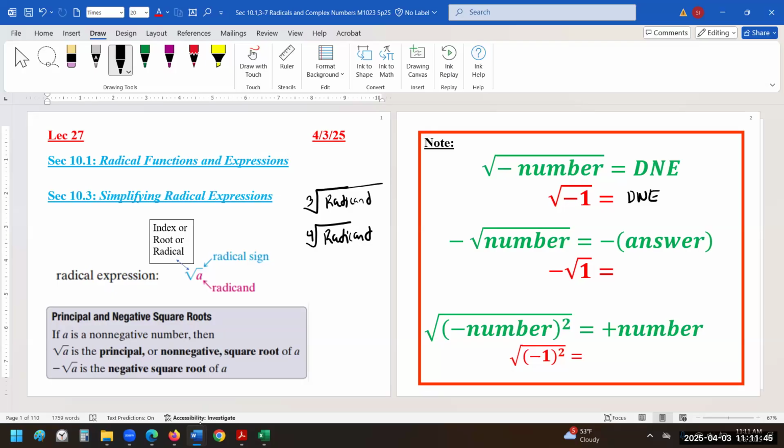And if you have a negative in front of your radical, so your radicand is a positive number, and you have a negative in front, it means negative times your radical. So the answer is the negative of the square root. For example, here we have a negative times the square root of 1. So we write negative, and then what is the square root of 1?